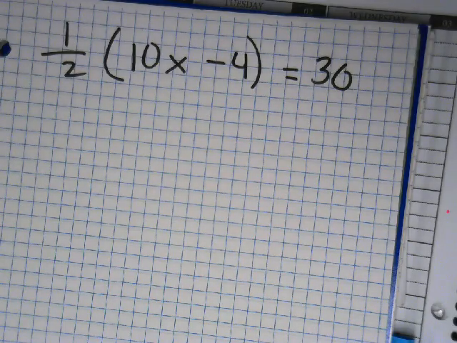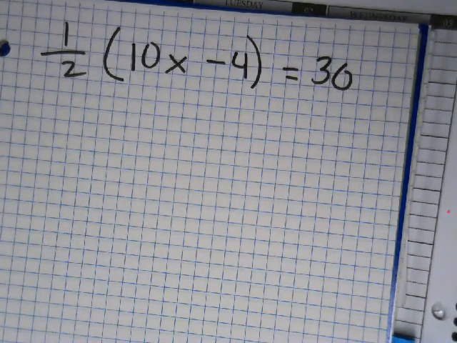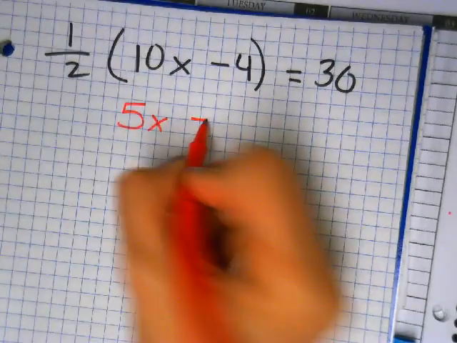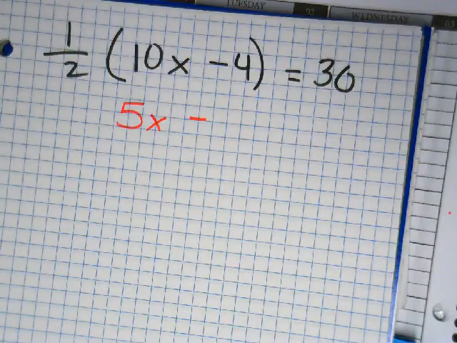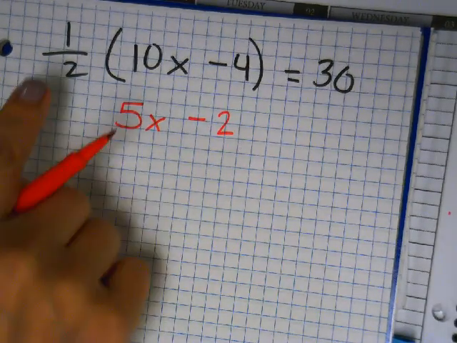Okay. So, it's 1/2 times 10x minus 4. So, I want 1/2 of 10. What's 1/2 of 10? 5. Minus 1/2 of 4. 2. So sometimes it's as easy as this. When you look at this, it might look scary.